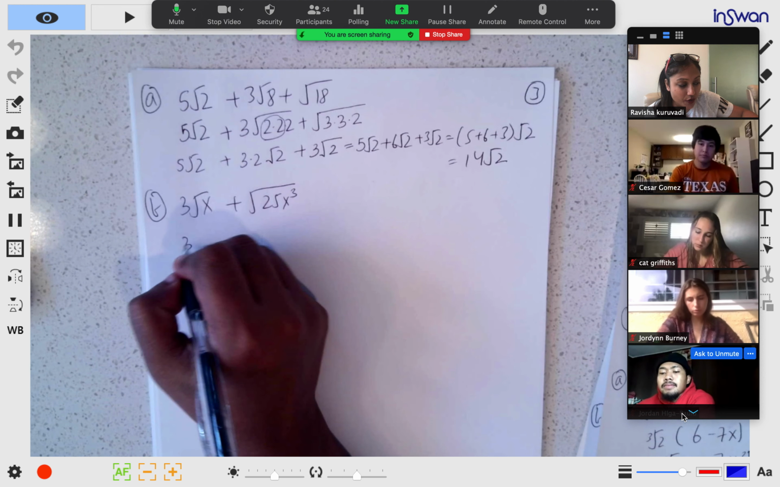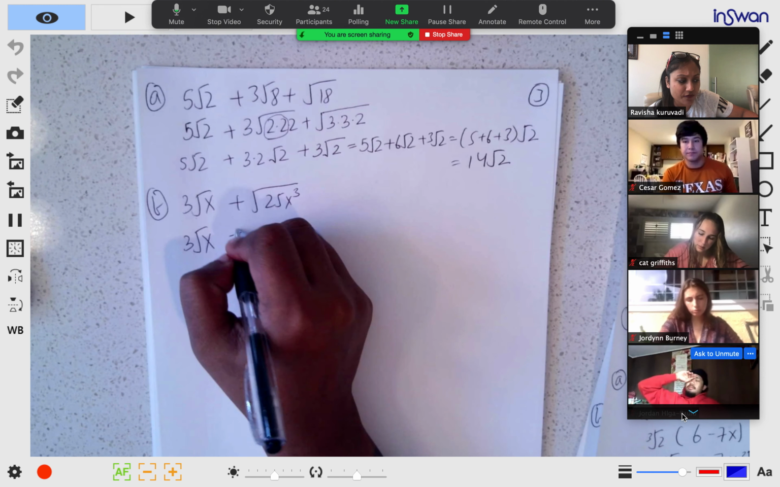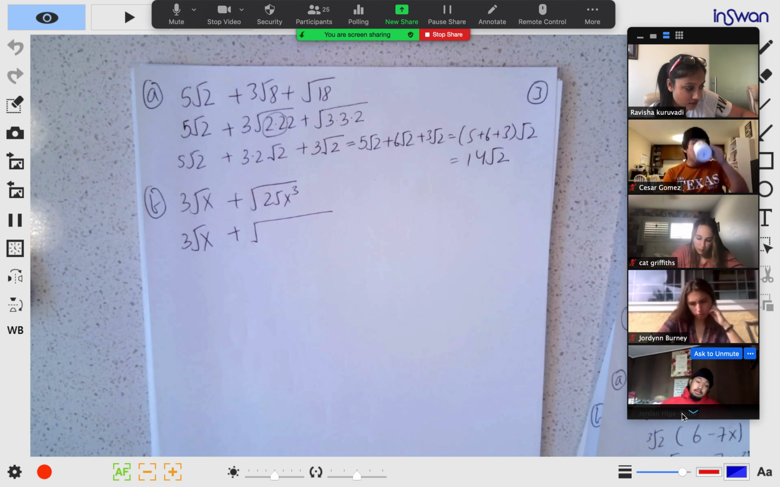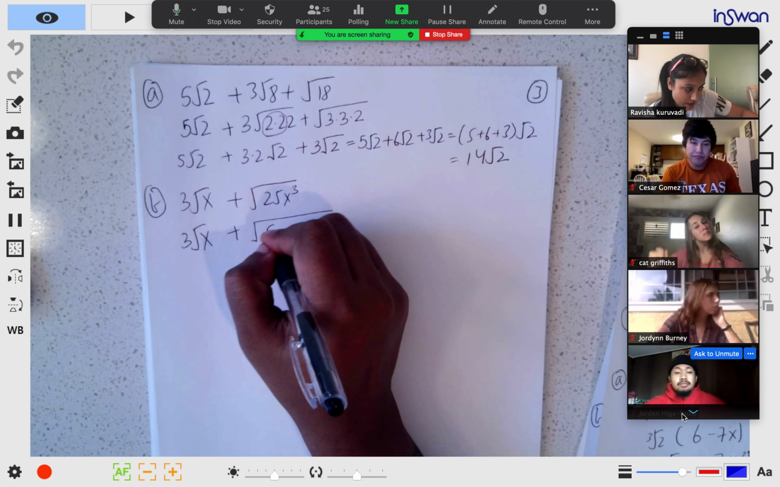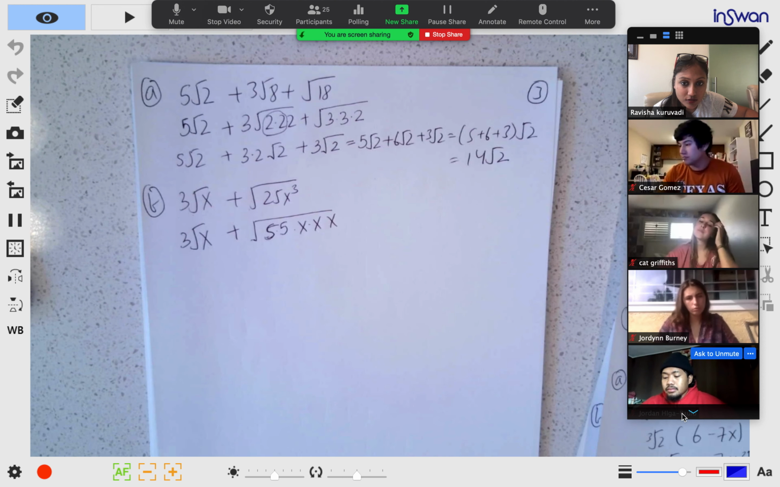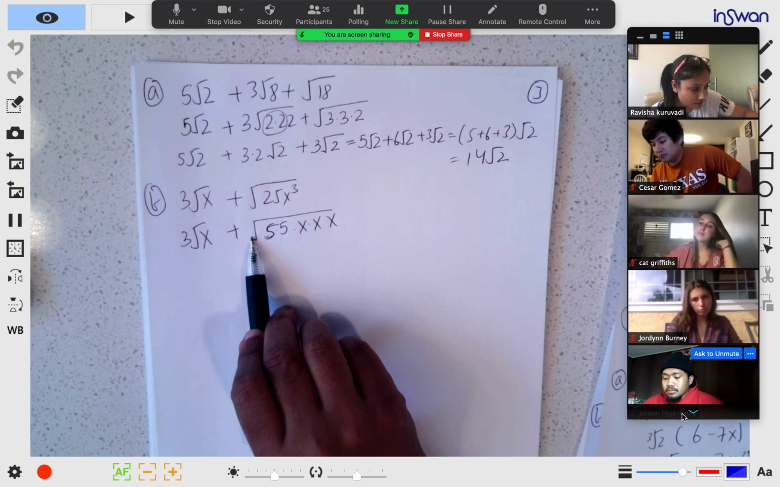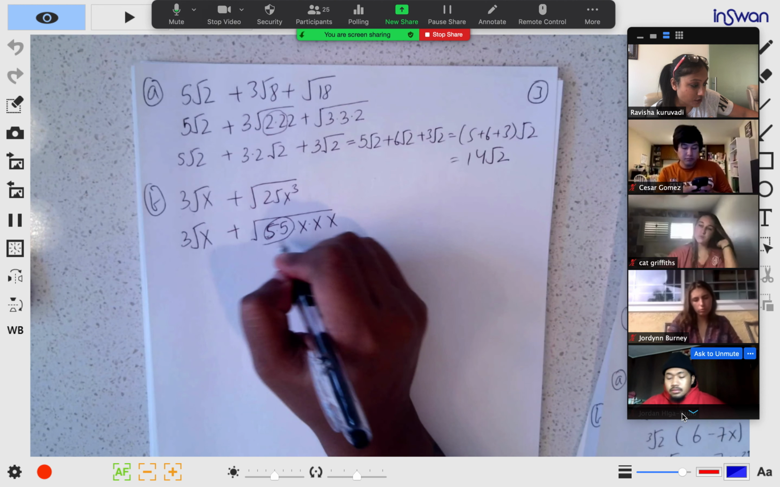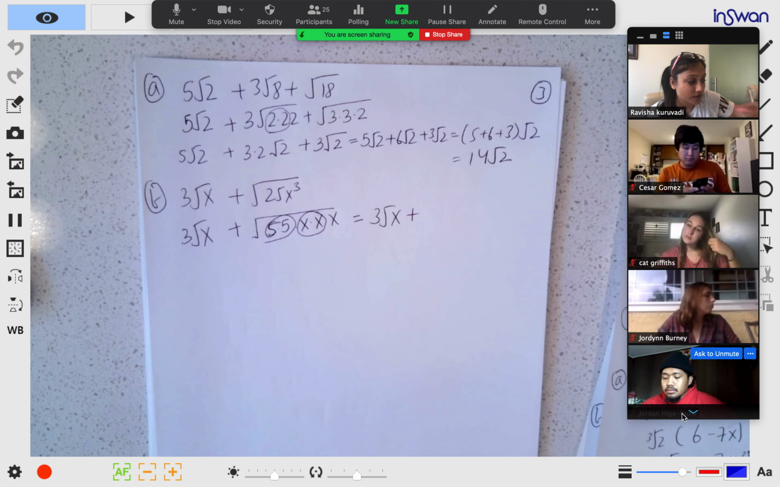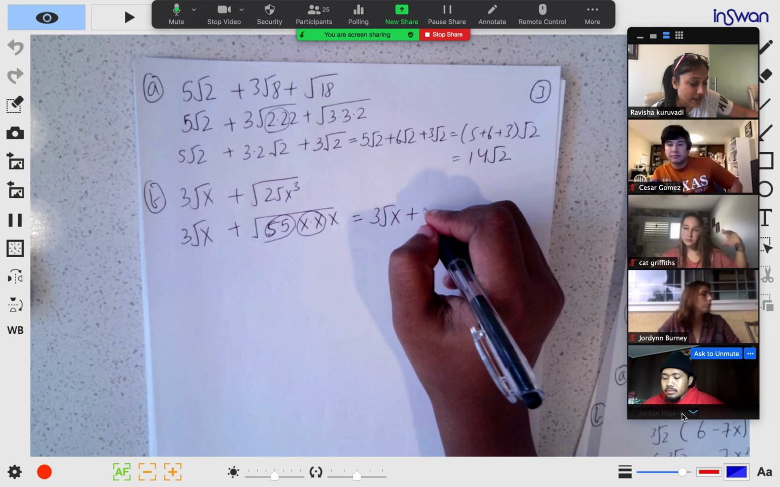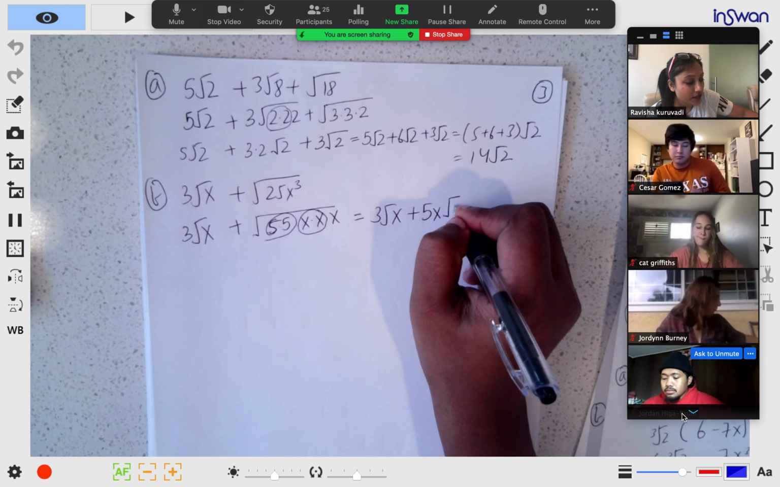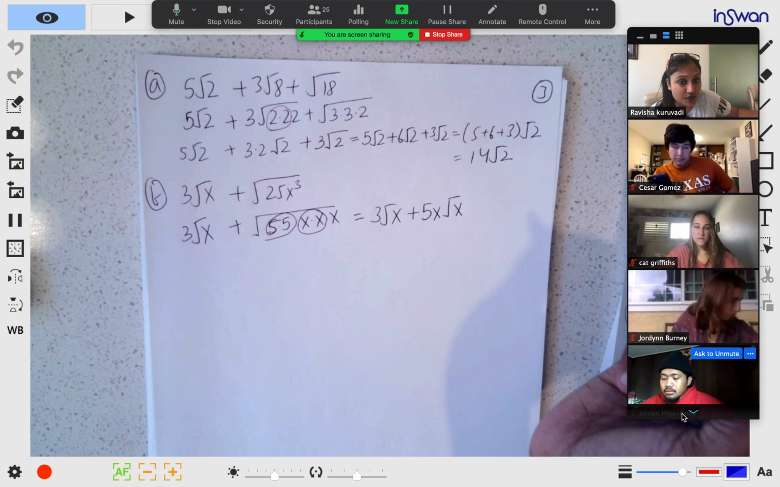What about this thing? Square root of 25x cubed. Let's make factors. What are the factors of 25? 5 and 5. x cubed means? x times x times x. Pair of how many terms will I do? 2. So I'm going to make pairs of 2. So I have 3 square root of x plus, how many 5 and how many x will I take out? 1 of each. And what am I left with inside? 1x. Okay.